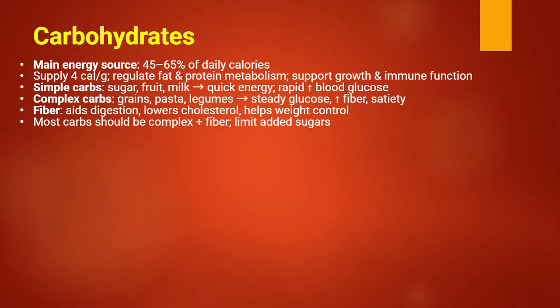Complex carbohydrates include breads, pasta, cereals, rice, legumes, and starchy vegetables. These are broken down more slowly, providing a steady release of glucose and more consistent serum blood sugar levels. Ideally, most carbohydrate intake should come from these sources. Recommendations suggest that 85–95% of daily carbohydrate intake should be complex carbohydrates.